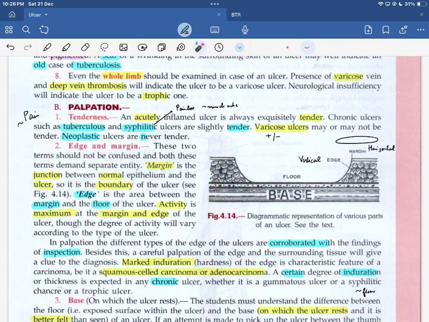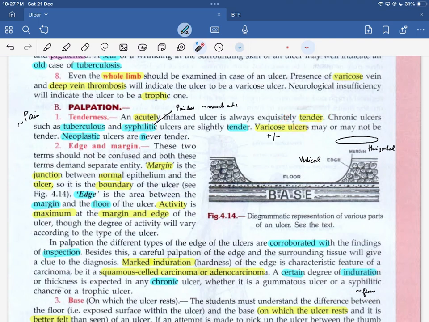Even if it's mildly painful, the patient doesn't normally notice it. But if we press onto it, he will scream in pain, right? So an acutely inflamed ulcer is always tender. We all know that, right? Anything acute is usually very painful, right?